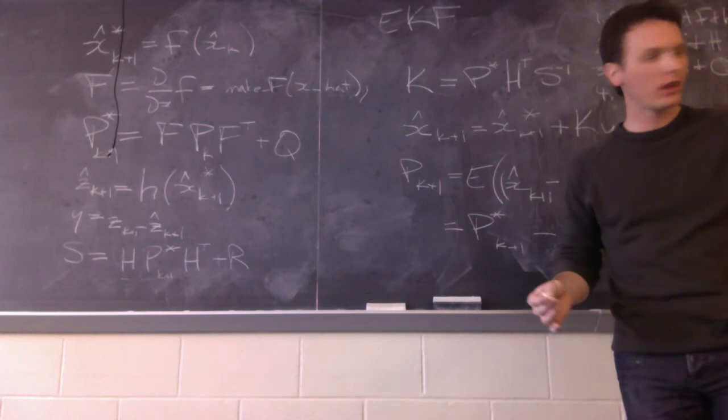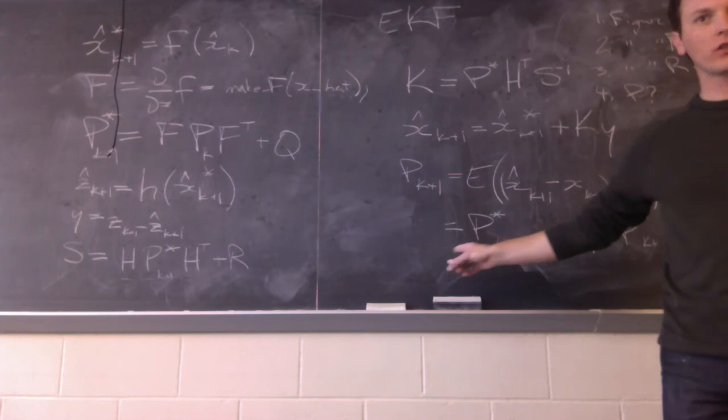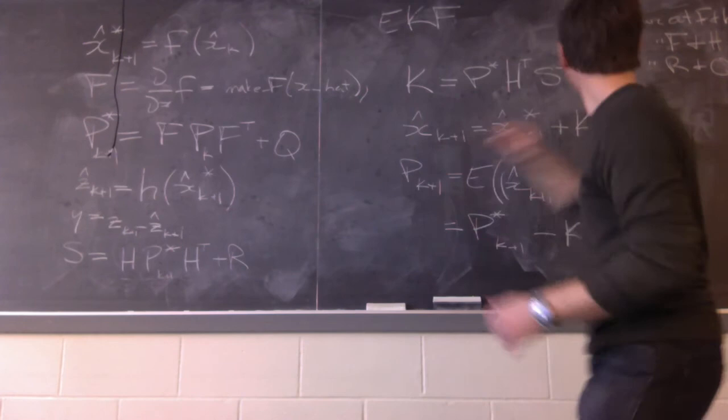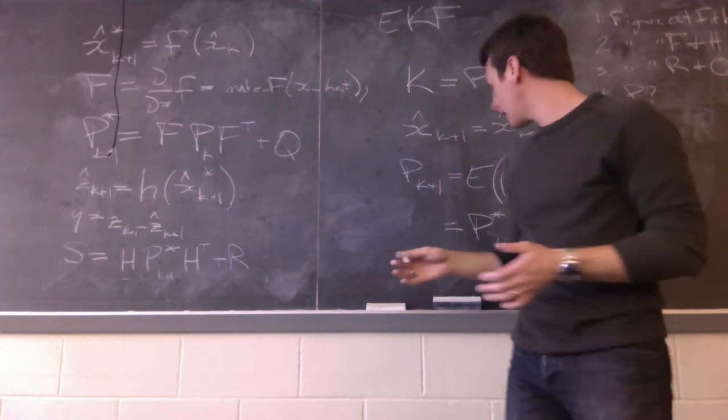So we have this subtraction. But this is supposed to be a covariance matrix. This must always be symmetric. Just think about the x times x hat. Always going to be symmetric. And it should always have positive eigenvalues.